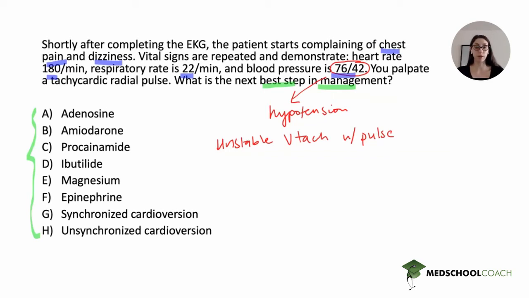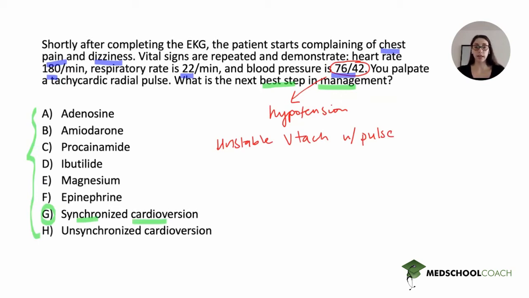All right, so what did you come up with? The correct answer here for the management of unstable VTAC with a pulse is going to be synchronized cardioversion. So answer choice G, synchronized cardioversion, is the correct answer.